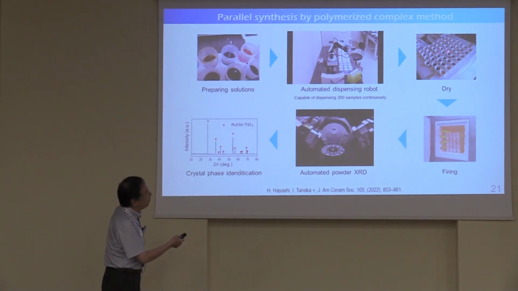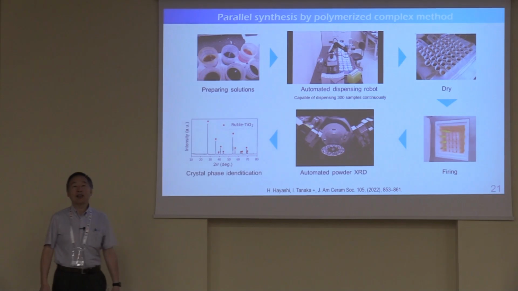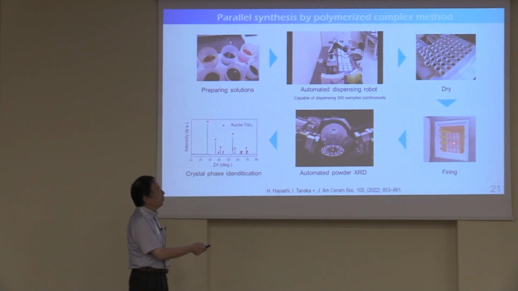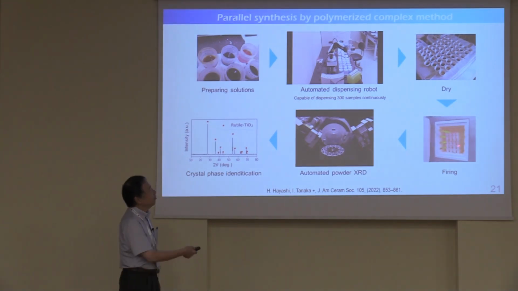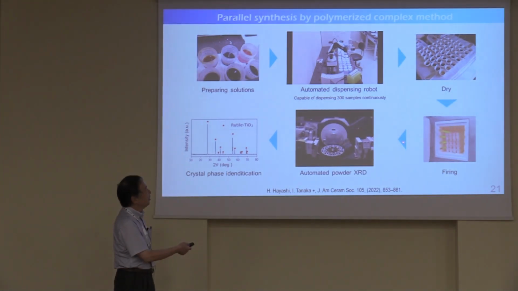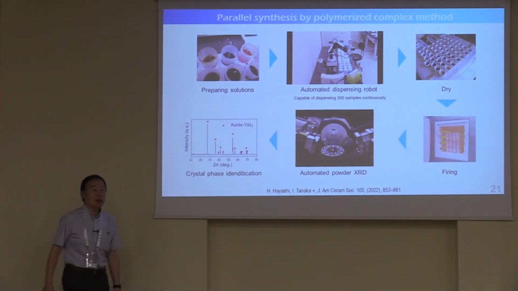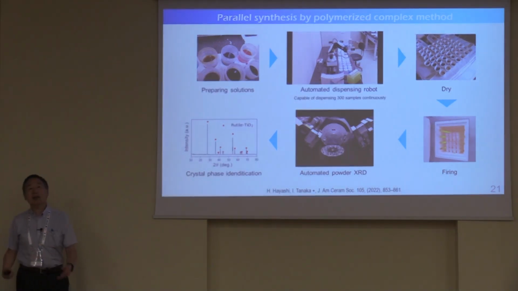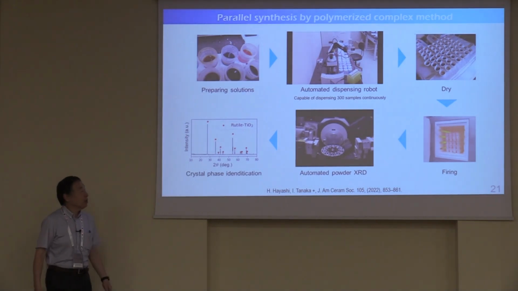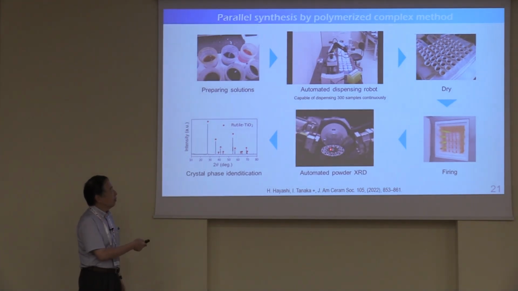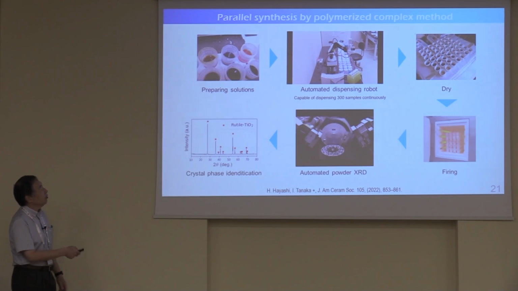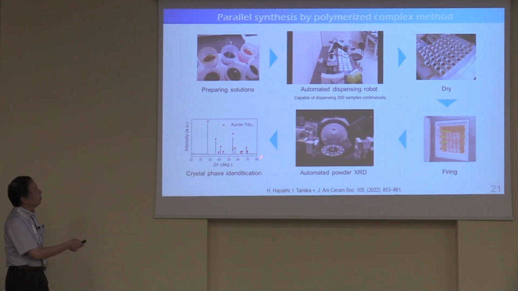At the present moment, we do not have a robot to put samples into the furnace, so somebody has to do that. After firing, somebody also has to take each of these crucibles from the furnace and put it on a plate for automated powder X-ray diffraction. This can be done automatically, so if we put in 200 samples, they are automatically measured one by one. The next morning, we can get a series of X-ray diffraction data.